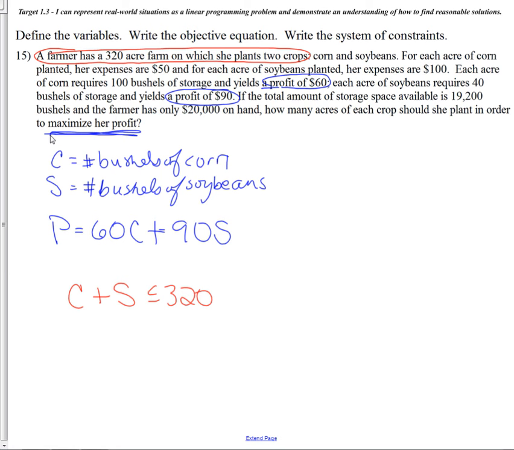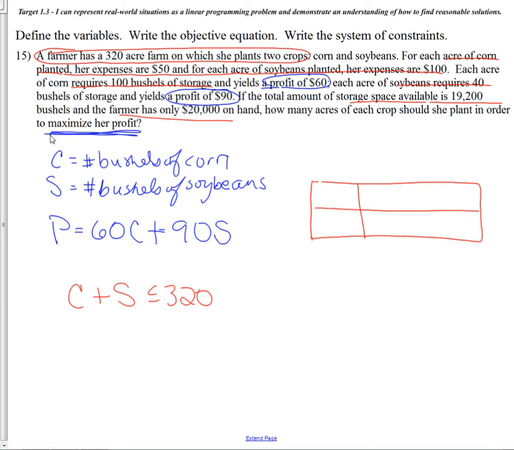Okay, and then it goes into each corn, her expenses are $50 for corn and $100 for soybeans. And let's see, corn requires storage of 100 bushels, soybeans 40 bushels, and then down here it tells us the space available and the money available. So since C and S are our variables, we're going to use those on top, C and S, and a total.